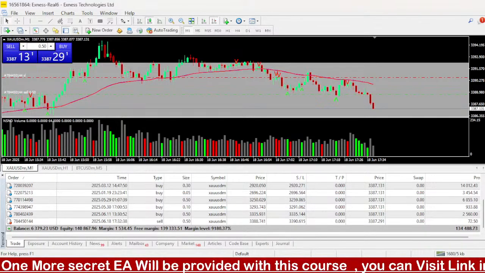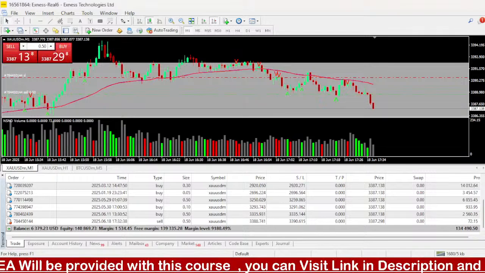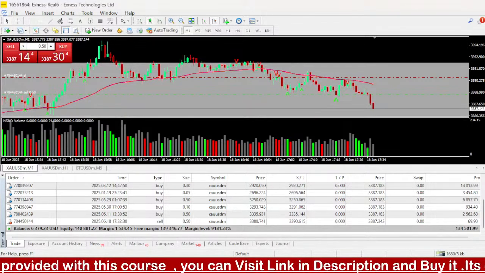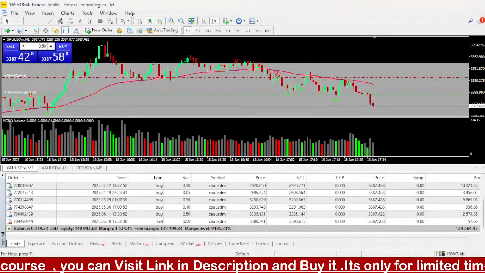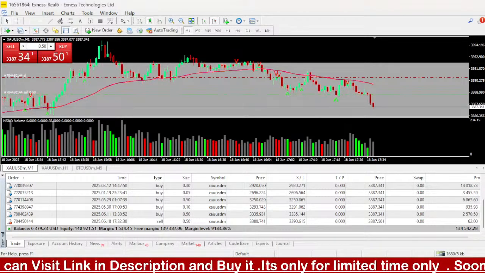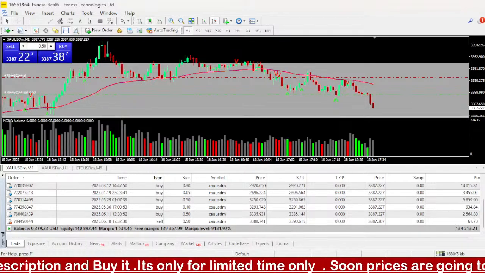We are waiting for FOMC. When the news comes, we will try to see the market, and then we will decide whichever side the market should move.